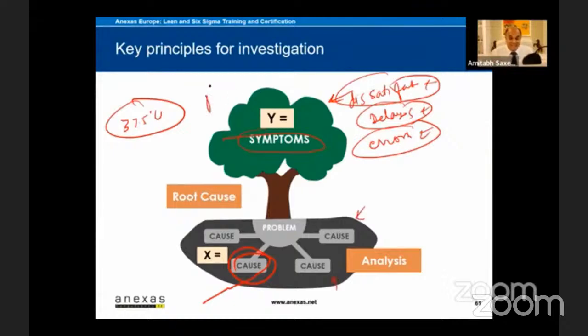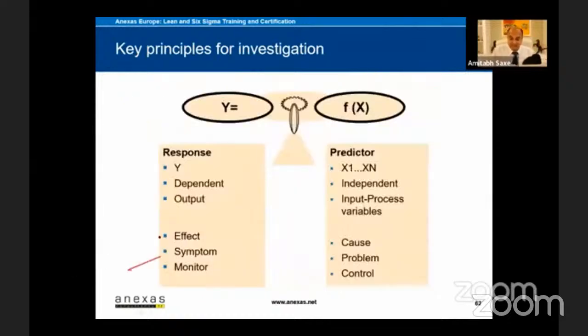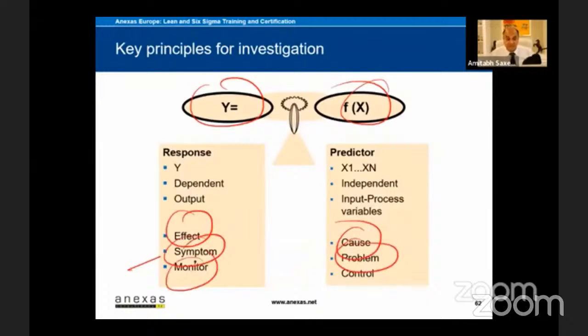Result, why is the result? Don't focus on the result. If you are focusing on the results, it will give you stress. It will not solve the problem. Results are not in your hand. The X factors are in your hand. So Y is a function of X. Y is the effect, X is the cause. Y is the symptom, X is the problem. Y you can just monitor. X you can control.